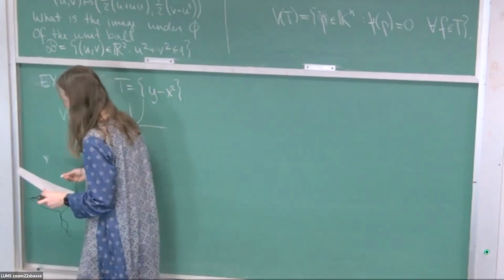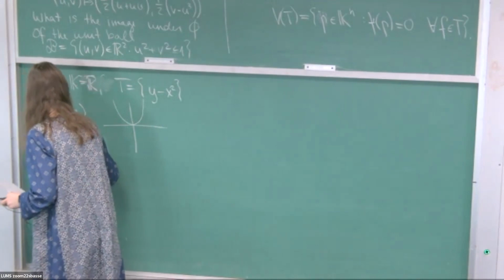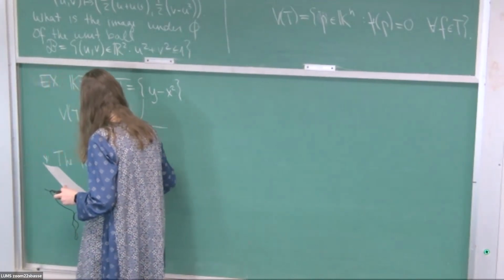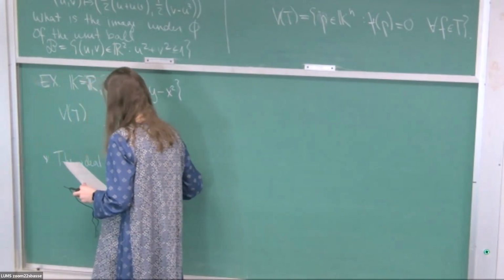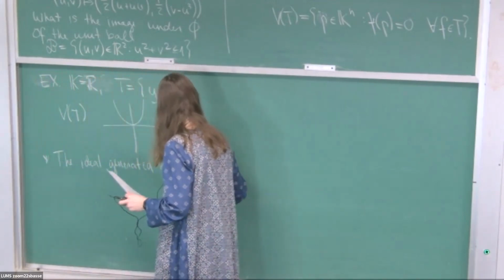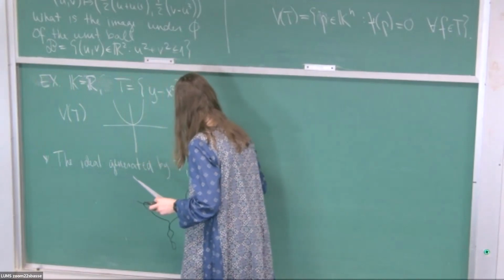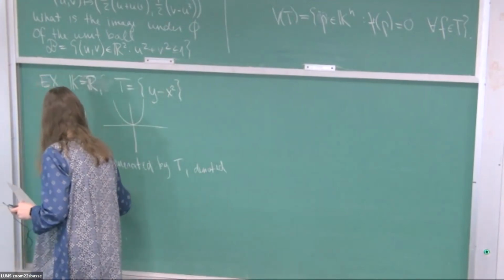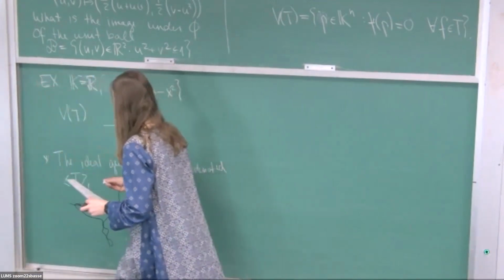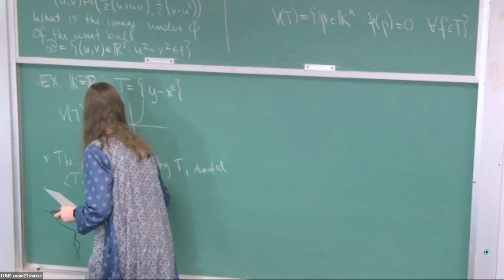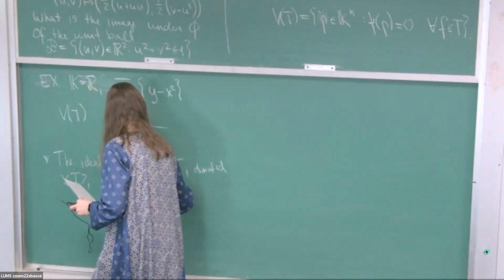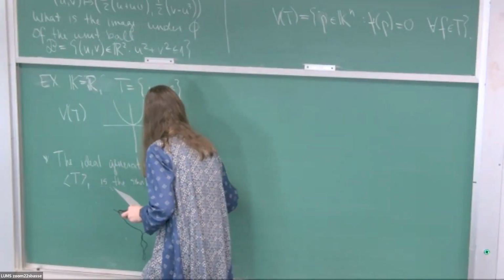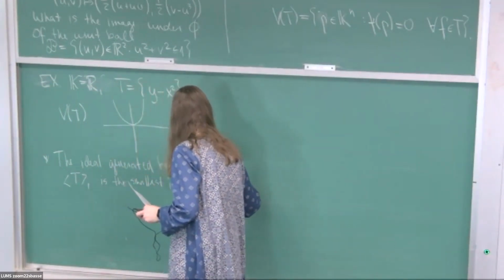And then this is even simpler. So going back to abstract algebra, the ideal generated by T, denoted the following way, is the smallest ideal in R containing T, and R is the polynomial ring.